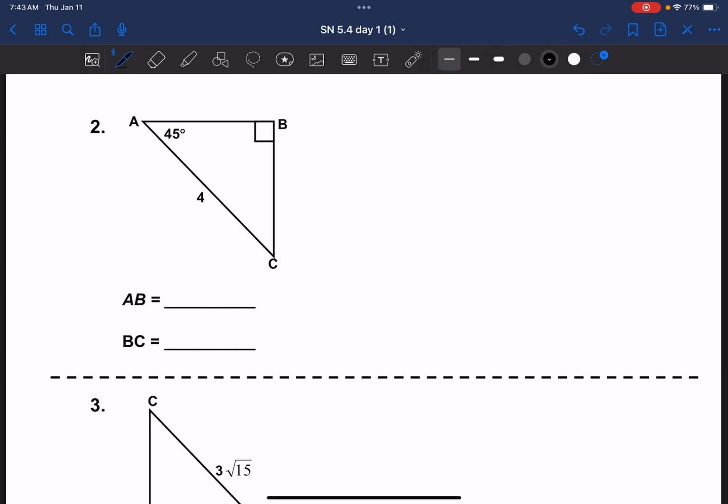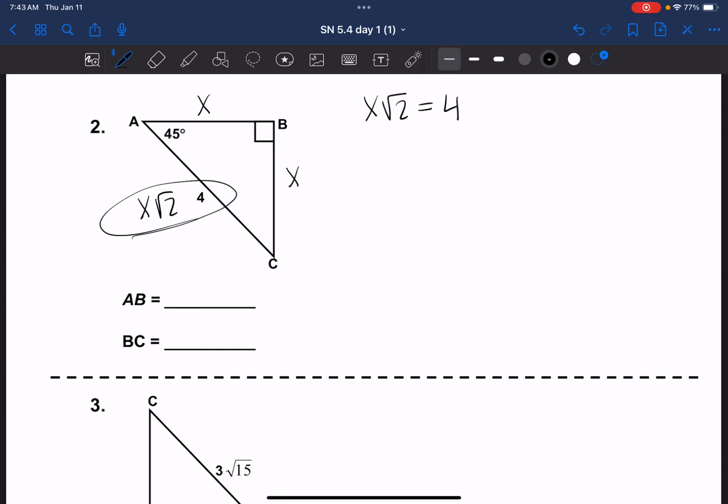Okay, so the first thing we want to do is label our sides. So our legs, x and x, our hypotenuse, x square root of 2. This time they gave me the hypotenuse. So I know that the hypotenuse, or x square root of 2, is equal to 4, and we need to solve for x so we can find the lengths of the other two sides.